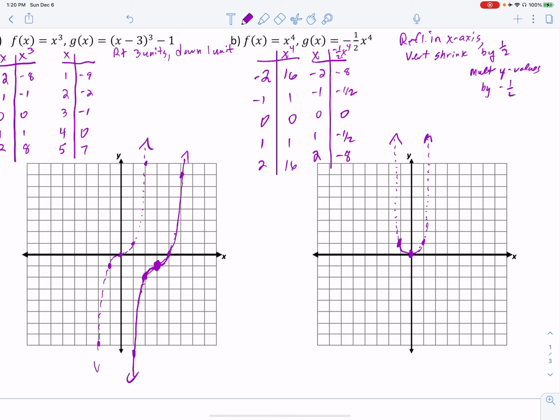We still are at 0, 0. Negative 1, we're at 1/2. Positive 1, we're at 1/2. At negative 2, we're at negative 8. And at positive 2, we're at negative 8. So it's very close to the x-axis in here. And then it starts going down a little more steeply.